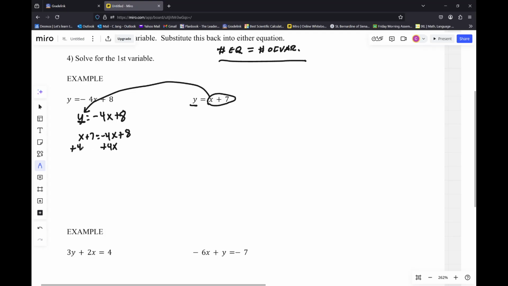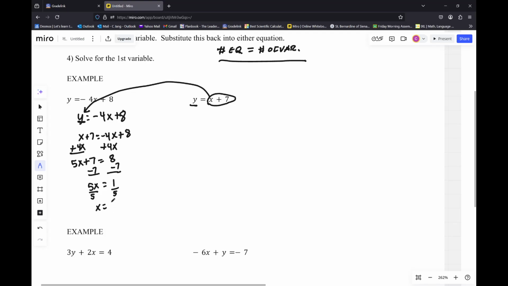Plus 4x, and we get 5x plus 7 is equal to 8. Then I'm going to subtract 7 from both sides. Isolating the variable, this is going to be 5x is equal to 1. And then I'm going to divide both sides by 5 to finally get the variable by itself.